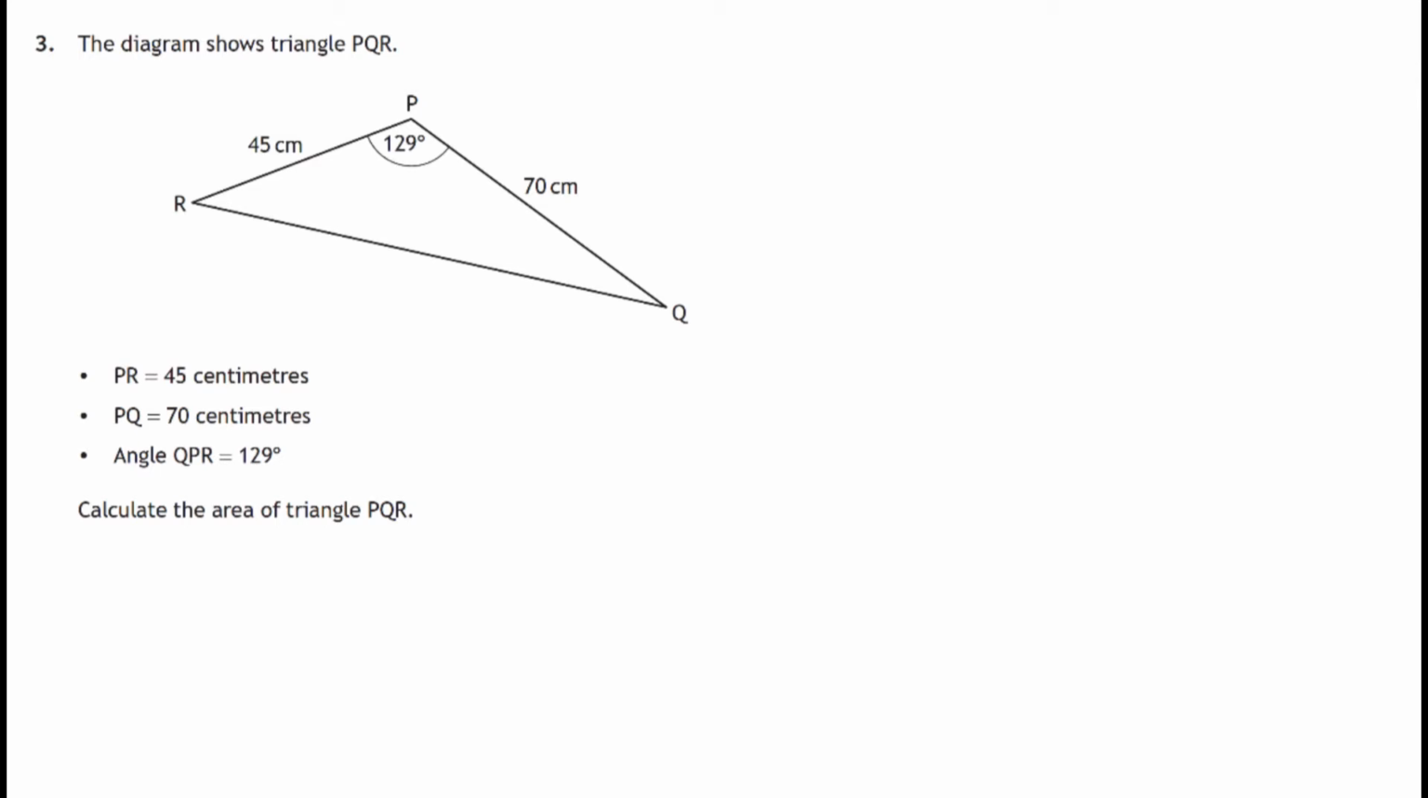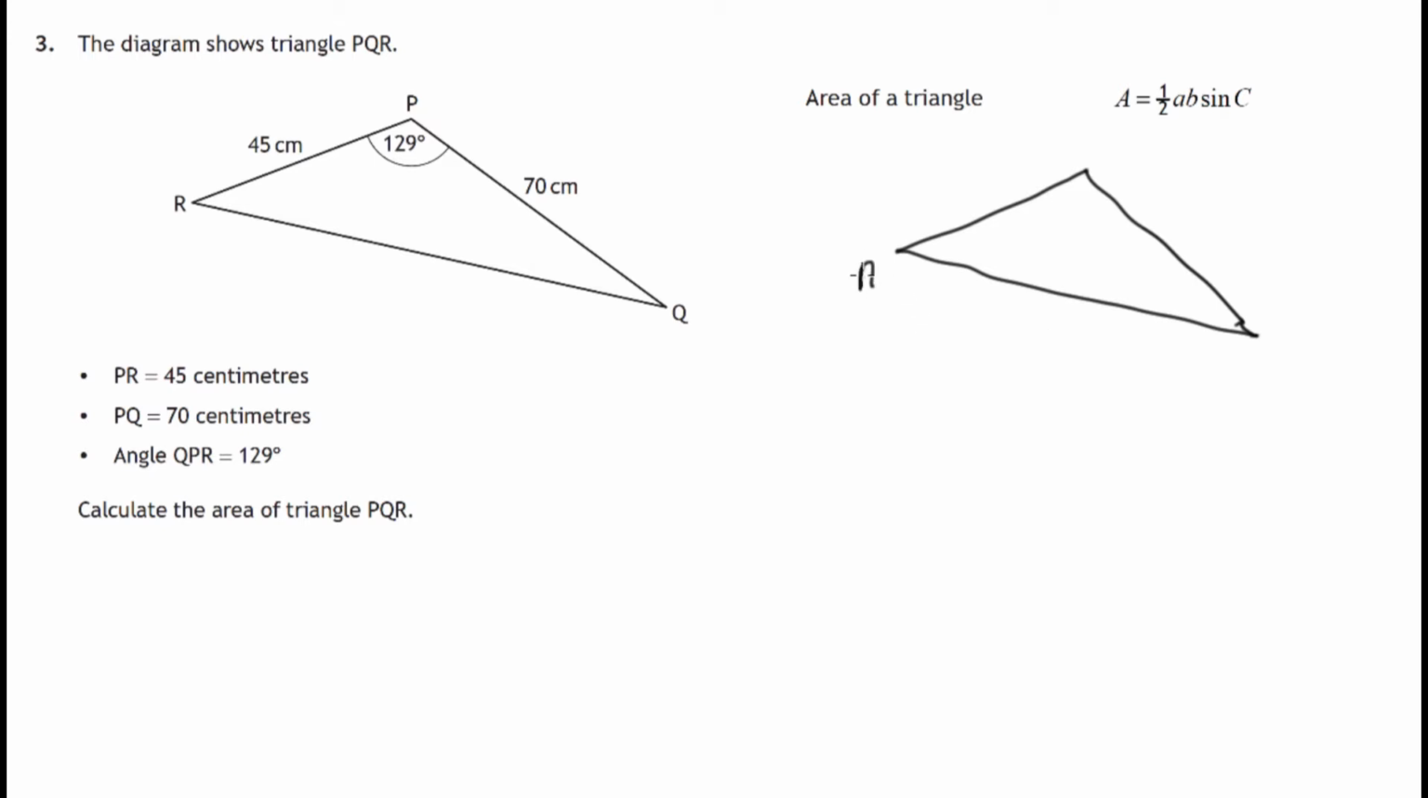Now, during the course of your exam you're given a formula sheet. One of the formulae that appears on it is the area of a triangle, and it's A equals a half ab sine C. Of course, that's not referring to a triangle PQR, it's referring to a triangle ABC.